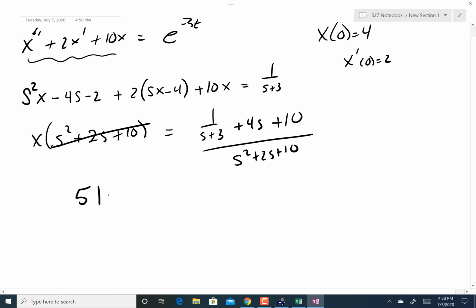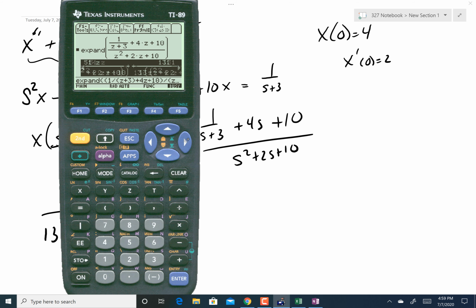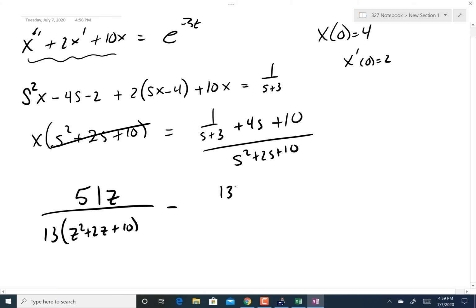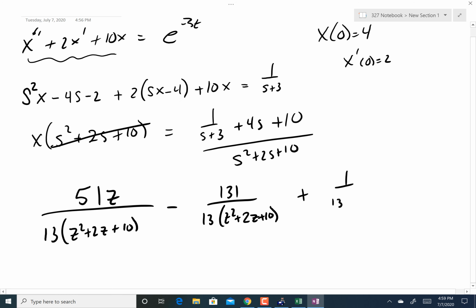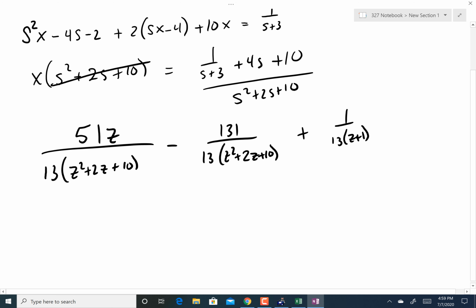I'm going to write this down. 51z over 13, and then it's going to be z squared plus 2z plus 10, plus 131 over 13, and is there anything else it wants to tell us about? Yes, plus 1 over 13 times z plus 1. By the way, am I shocked by that? Not at all. This is e to the minus t. These are going to be cosines and sines.